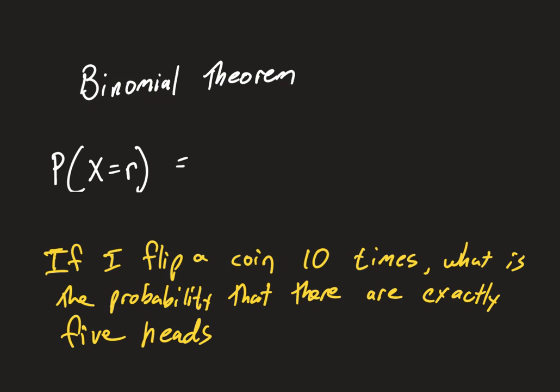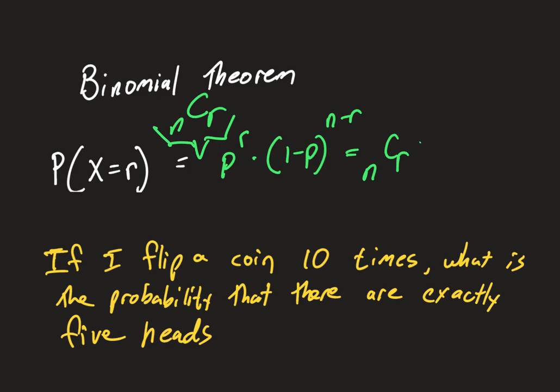So how does this get used? The combinations are used in what's called the binomial theorem. I mentioned the binomial expansion, that was Pascal's triangle. The binomial theorem is the following: it is p to the r power times 1 minus p to the n minus r power. And I didn't leave room for the part out in front, which should be nCr. So really it's nCr times p to the r times 1 minus p to the n minus r.